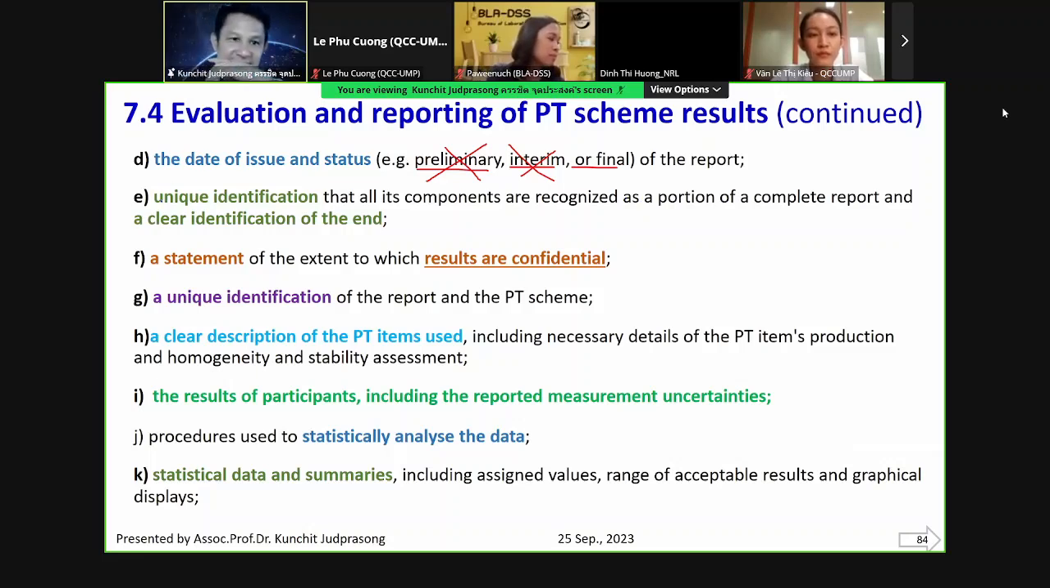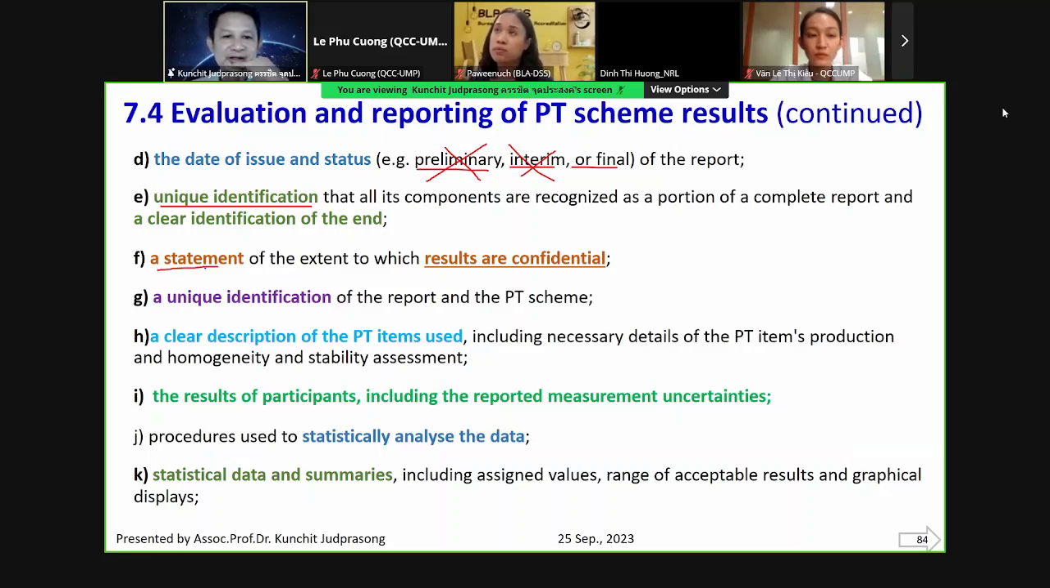Unique identification of each PT round. It is like a unique number, but you have to run it by yourself. Some labs may run it by year and round and sequence in your PC program. It depends on your system.